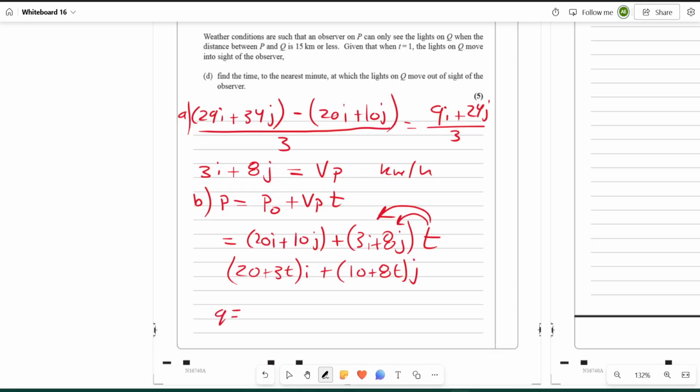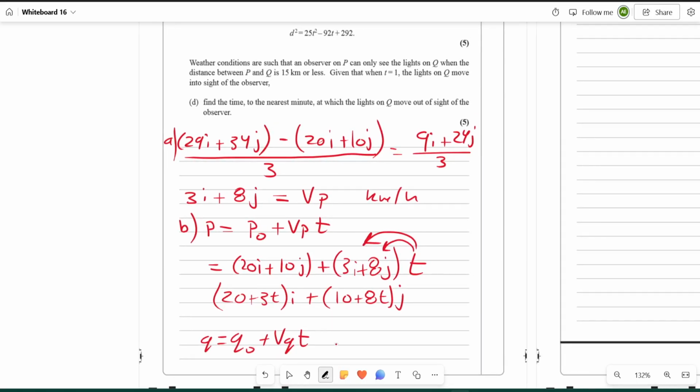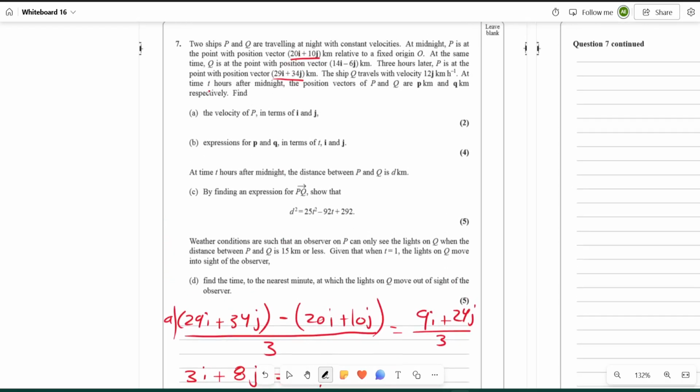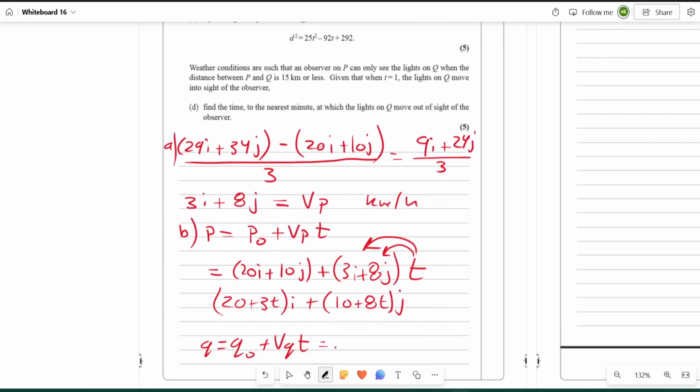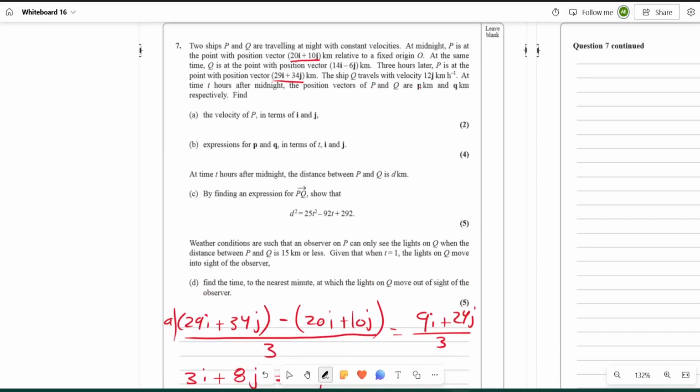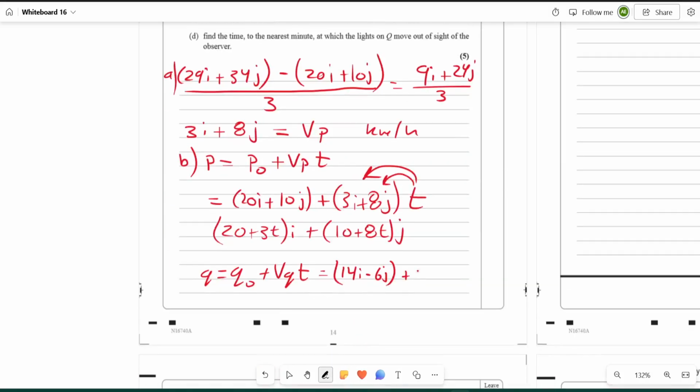Now let's do the same for Q. This is going to equal q0 plus vq times time. So what is q0? Initially, point Q is at this position vector, so 14i minus 6j. So it's equal to 14i minus 6j plus vq. What is the velocity for Q? It says that the ship travels with a velocity of 12j kilometers per hour. So the velocity is going to be 12j, basically 12j times time, or 12tj.